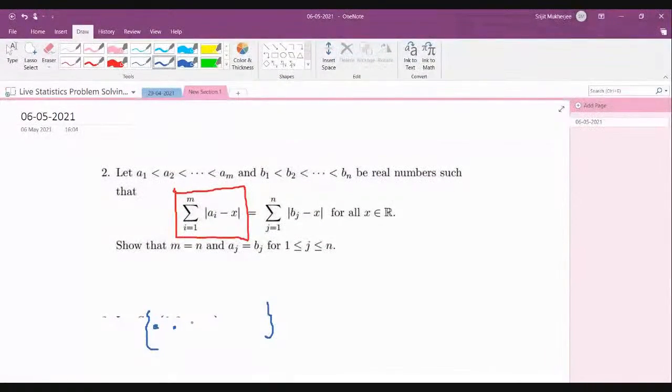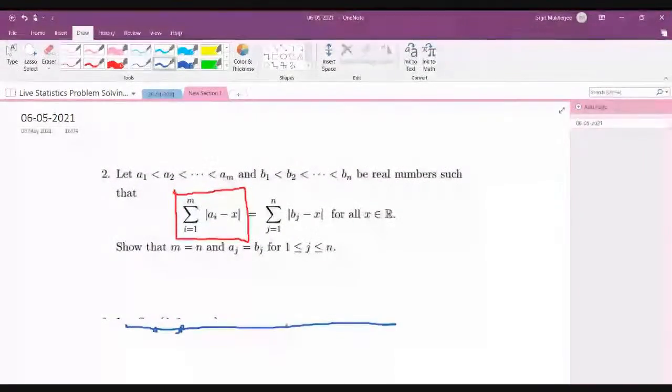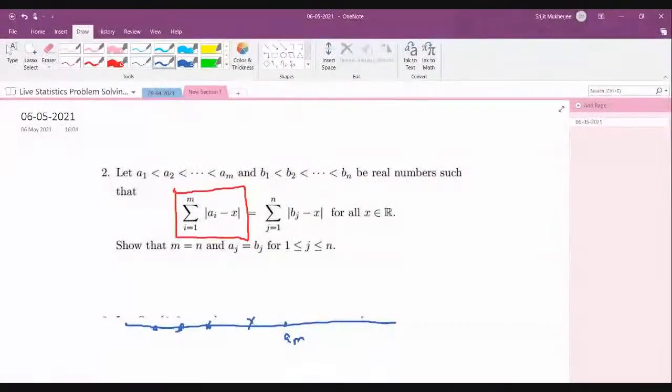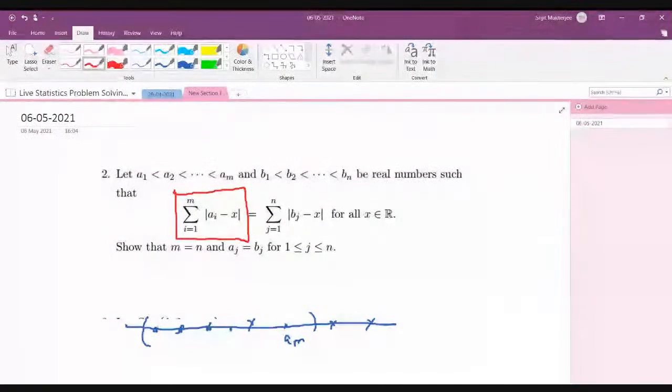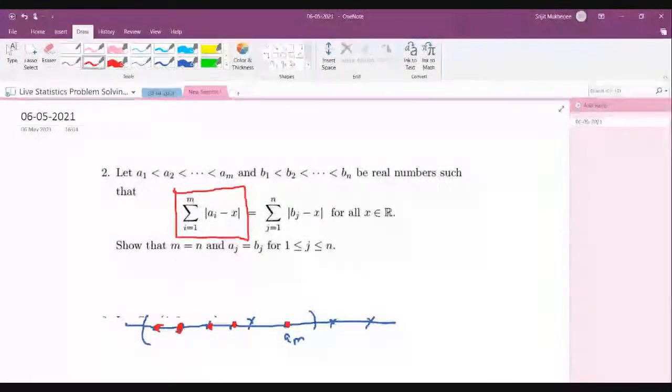So it's like there is a set of numbers on the real number line. There is A1, A2 ... AM, and B1, B2 ... BN, whatever the numbers are. For each point, if you calculate the mean absolute deviation from these two sets, let's mark one in red and the other in red cross, then whatever number you take, both of them will be equal. That's the idea.